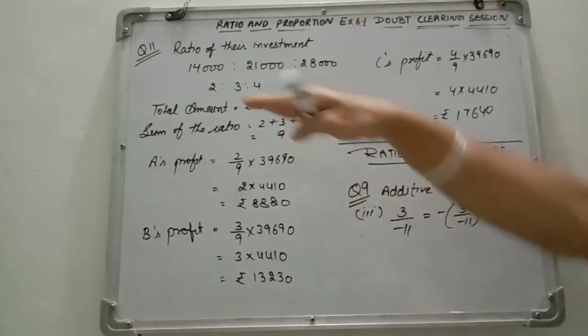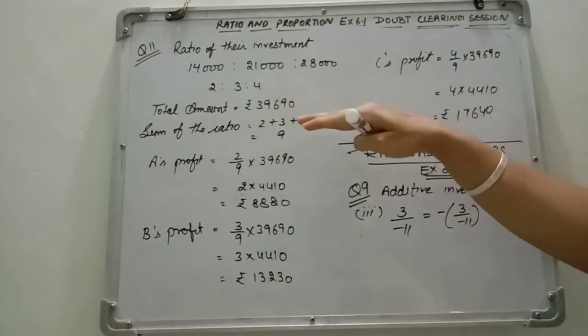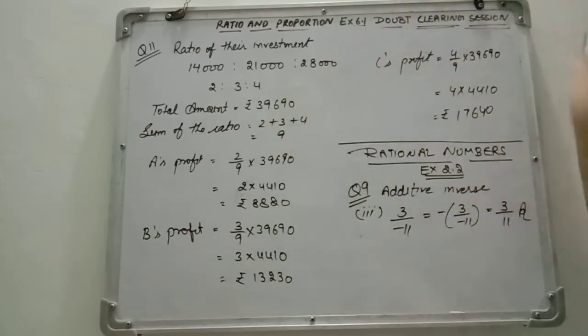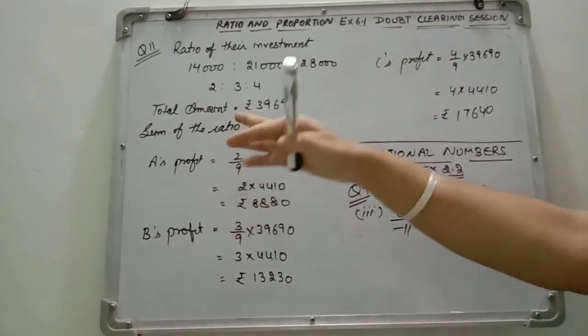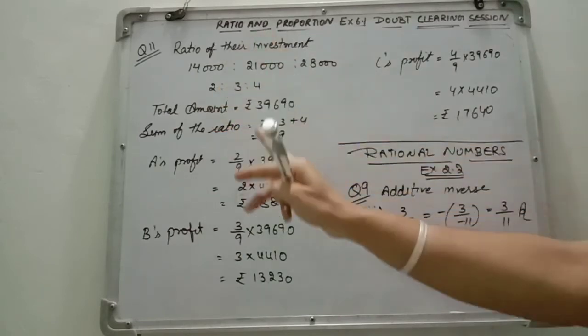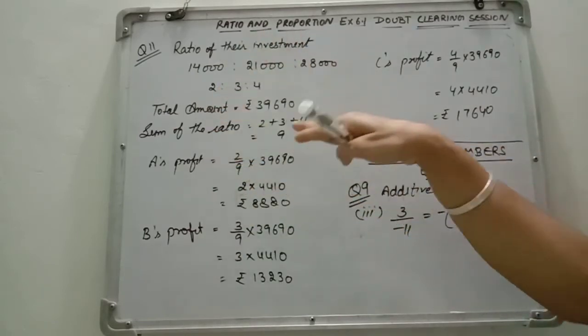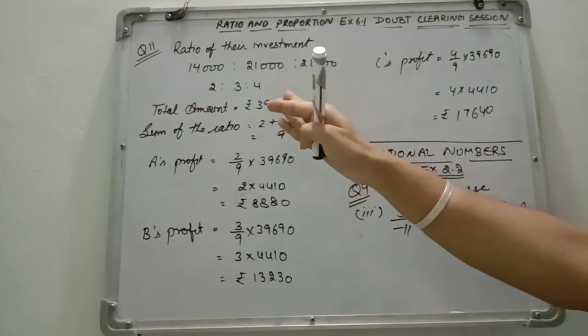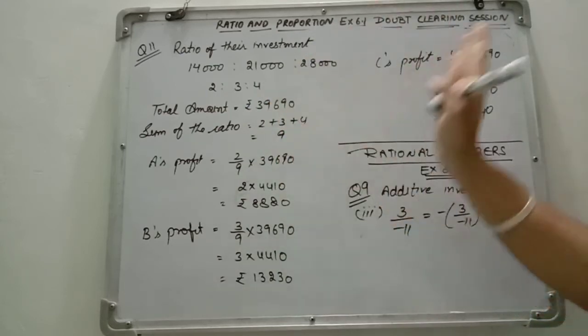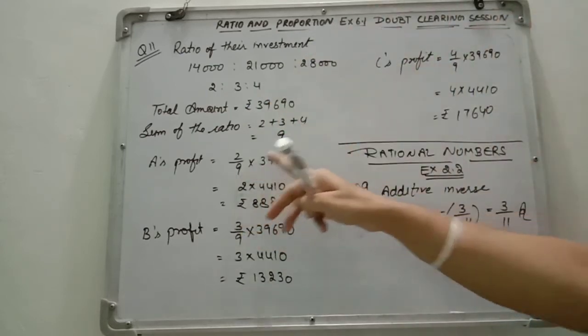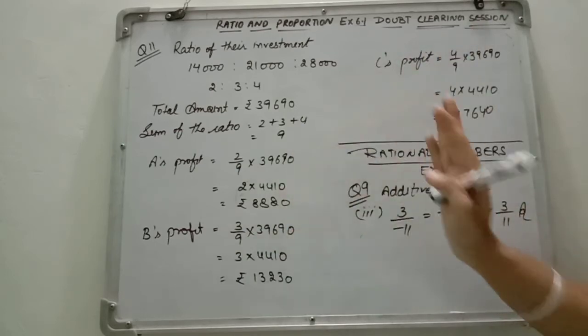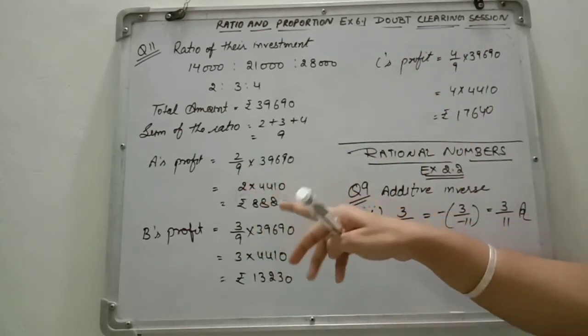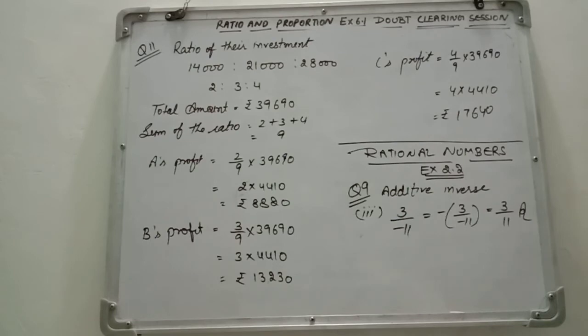Same procedure. First of all, sum of the ratio, 2 plus 3 plus 4, what is 9. Okay, A's profit. So first is A's ratio, 2, 2 divided with sum of the ratio 9, multiply with total amount 39690. By dividing with 9 we get 4410. Okay, so multiply with 2 and we get 8820, A's profit.